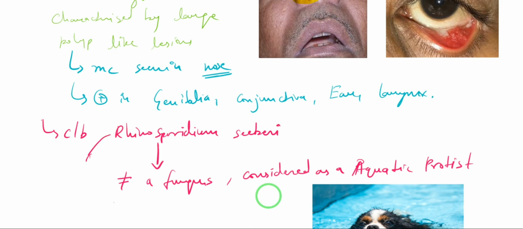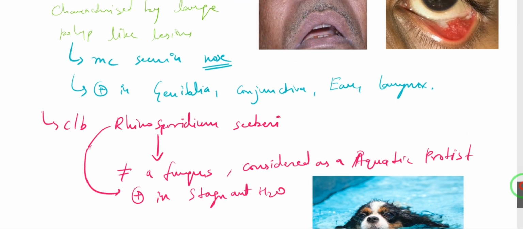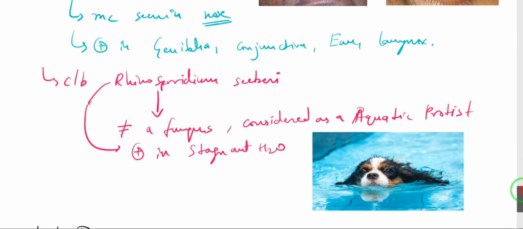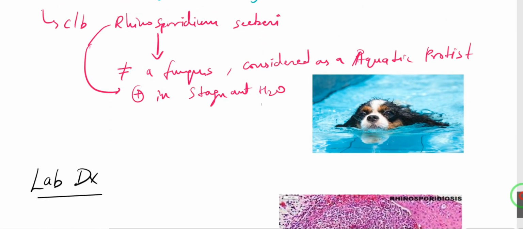So they are present in stagnant water, right? These Rhinosporidium seeberi, which is not a fungus anymore, are considered aquatic protists. They are present in stagnant water. So the source of infection is normally when you go skinny dipping in some contaminated river or lake, so you can get this infection. That is why I've put a photo of this cute dog swimming in a swimming pool. So swim in a swimming pool, guys, so you don't get the infection.